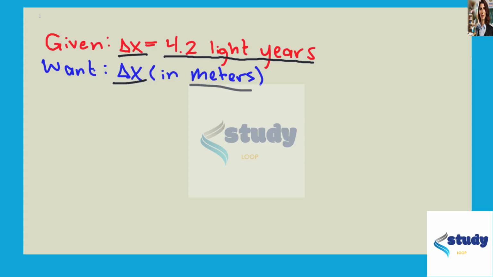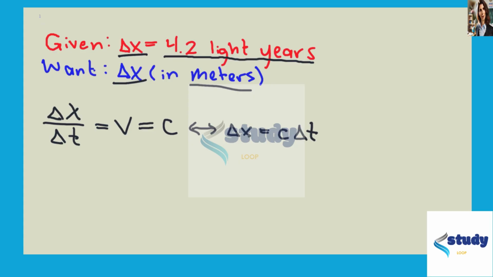So first of all, we should just consider the definition of velocity, which is a change in distance over a change in time. And in our case, we're dealing with light, and we know that light travels at constant speed c. So if we want to solve for delta x, we can rearrange this into delta x equals c delta t. And what the expression light years tells us is that this delta t here is 4.2 years.